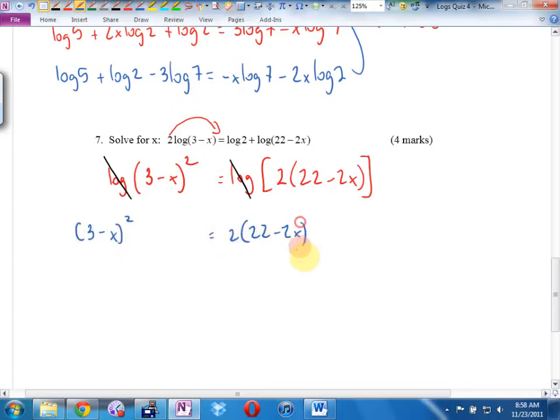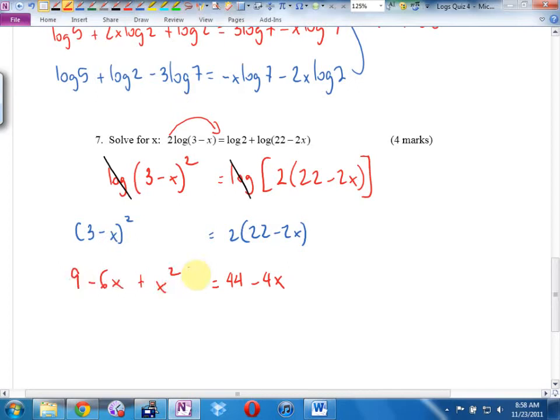44 minus 4x. This is 3 minus x times 3 minus x. I think it ends up being 9 minus 6x plus x squared when you FOIL it out, when you write the bracket twice and do the FOIL.